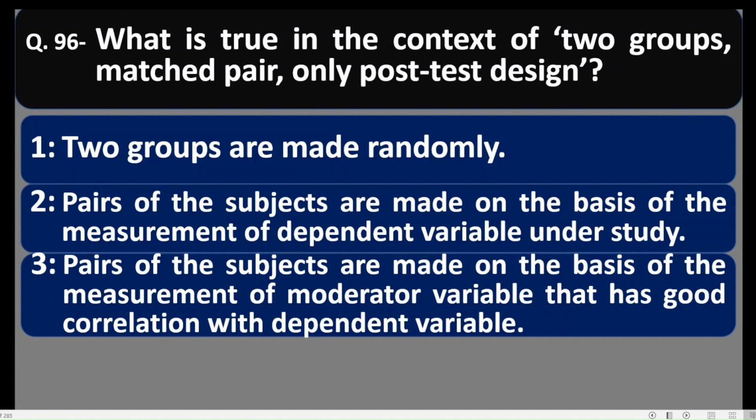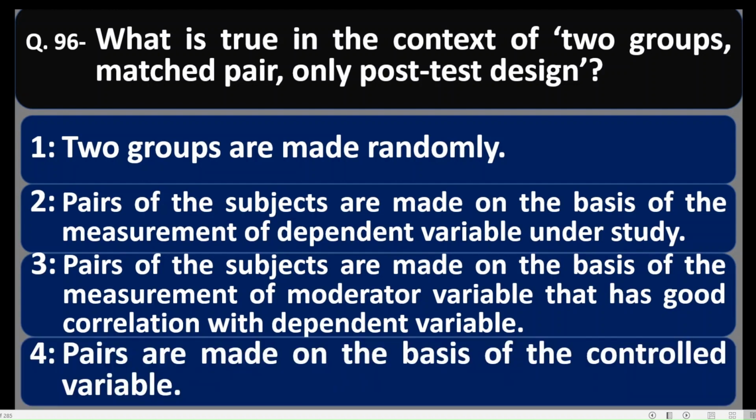Pairs of the subjects are made on the basis of the measurement of moderator variable that has good correlation with dependent variable. It is true. Let us see fourth. Pairs are made on the basis of the control variable. It is false. Actually, the pairs are made on the basis of the performance of the subjects in the test that is related with a moderator variable that has good correlation with the dependent variable. On the basis of that, the pairs are made. So option number 3 is correct.